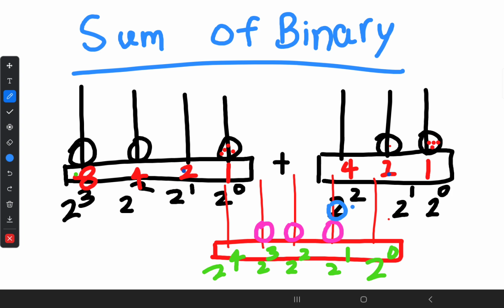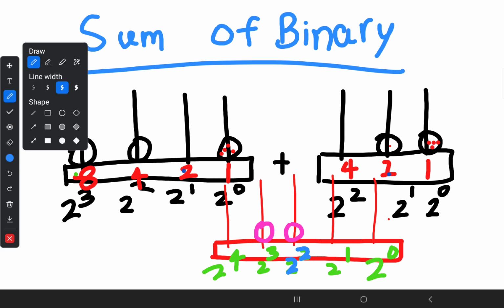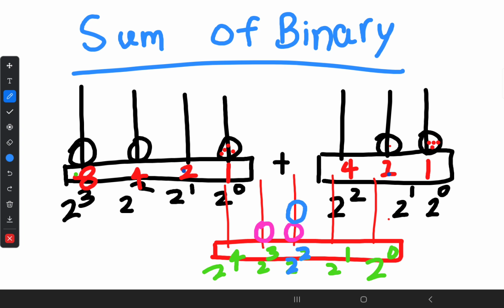Now look at this. This is a 2. This is also a 2. And 2 plus 2 would be 4. We have another separate column for 4. So instead of putting 2 bubbles over here, we can put that 4 over here.